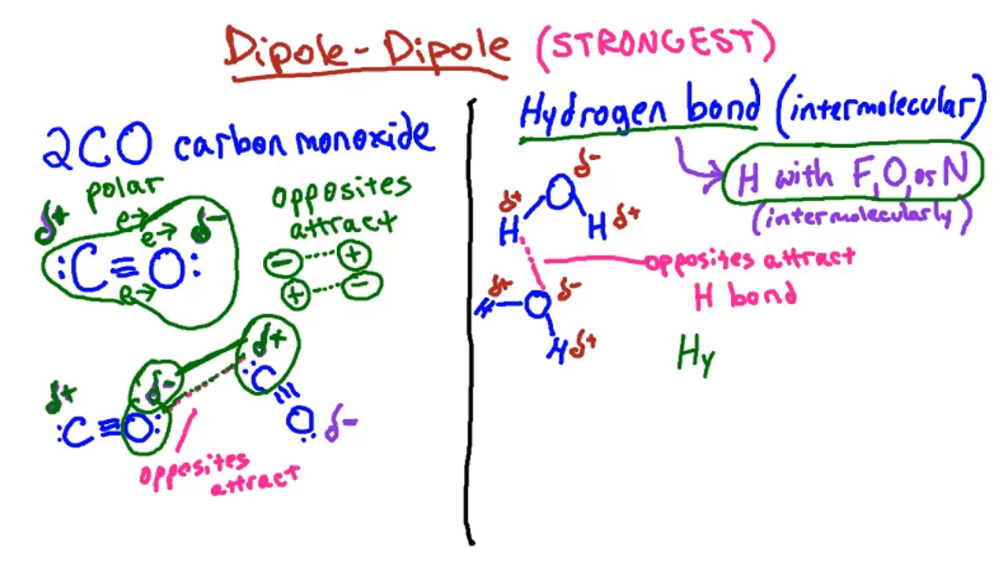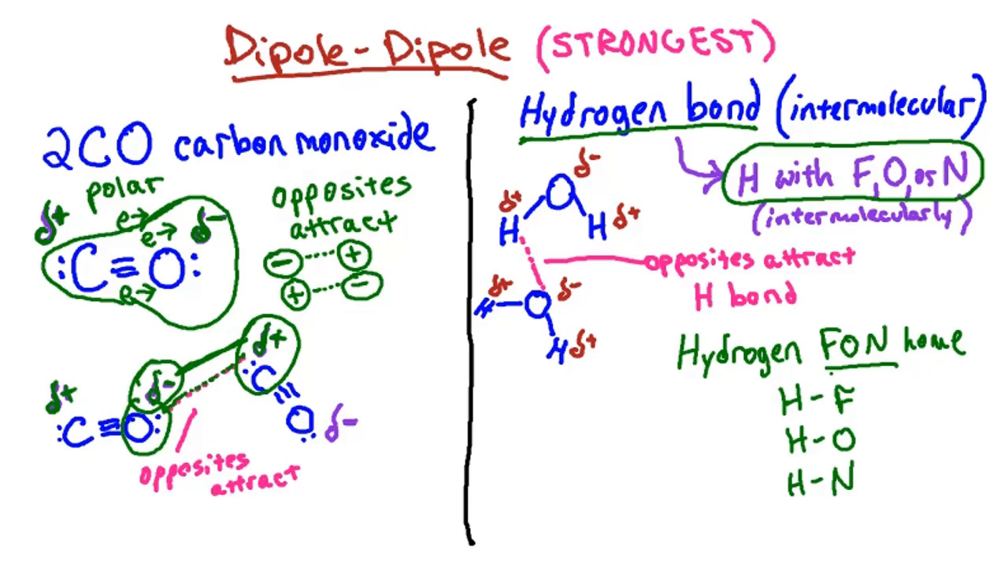So I always remember hydrogen, phone, home. So phone, F-O-N. The hydrogen has to either be connected to an F, or the hydrogen has to be connected to an oxygen, or the hydrogen has to be connected to a nitrogen, and that's it. Those are the only times you'll see a hydrogen bond, these connections or these hookups right here, just with a fluorine, an oxygen, or a nitrogen.